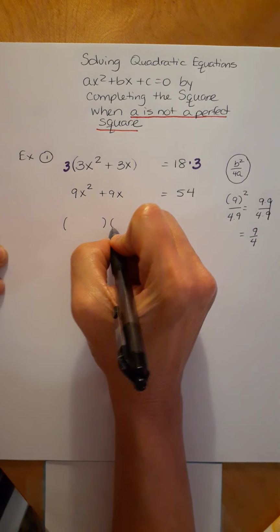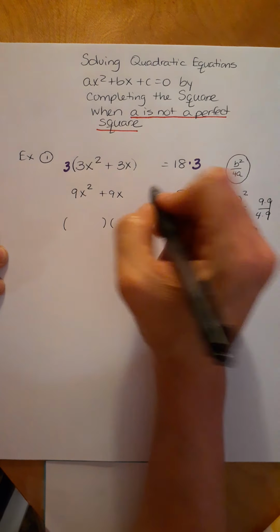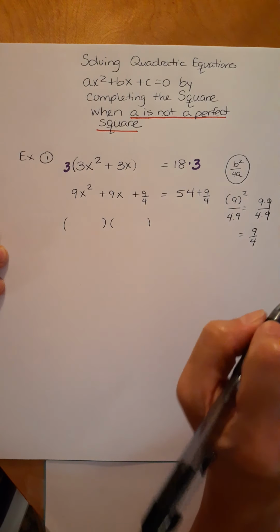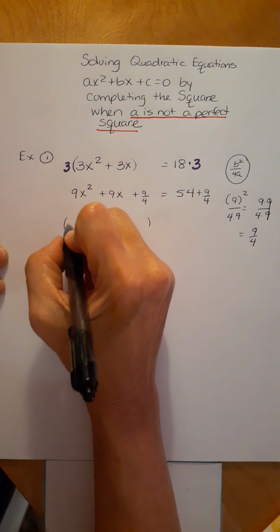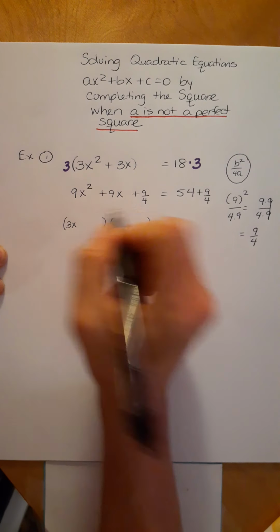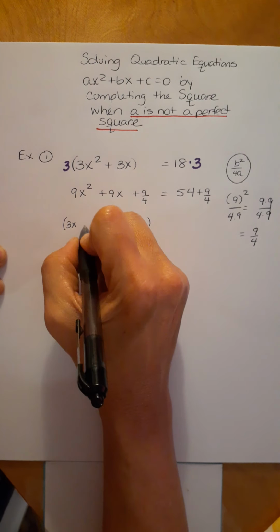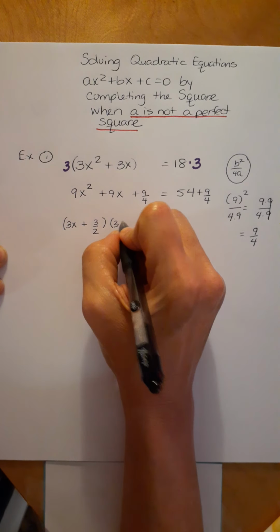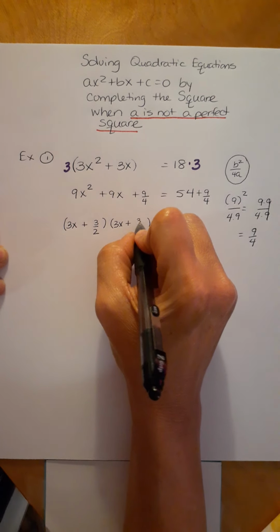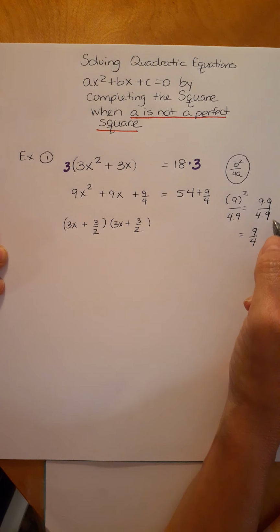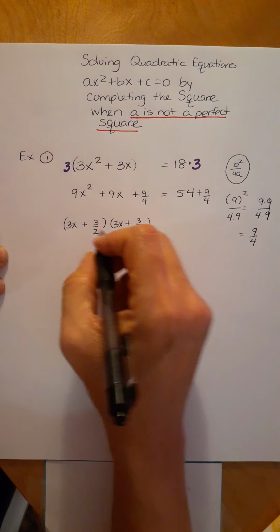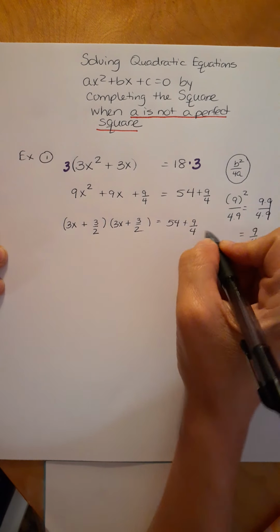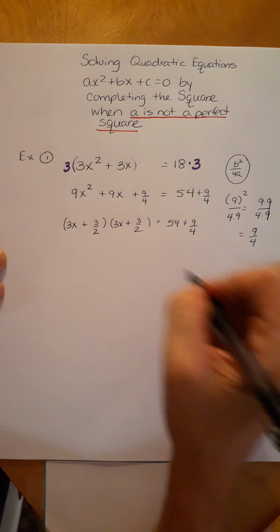So here's what we're going to do. We are going to have to create a perfect square, and we are going to have to add 9 over 4 to both sides. Now what's going to happen? Here's a perfect square, 3x plus 3 over 2, squared. I had to make the 9 over 4 the perfect square. Now, this is equal to 54 plus 9 over 4. We can make that into a decimal if we really want to, but first let's figure this out here.